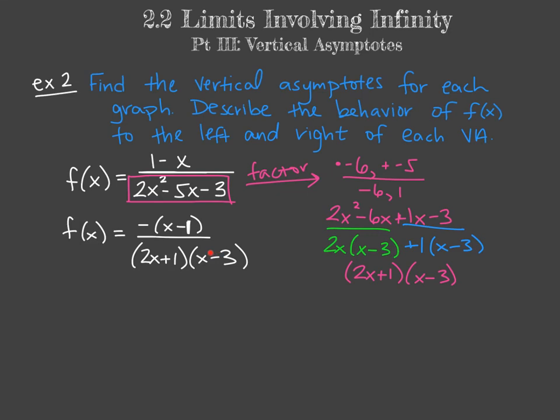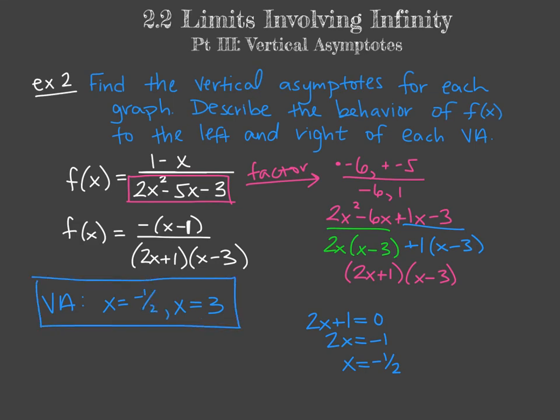So the values that make each one of these 0 down here: this one's easy to look at and see that x equals 3 would be a vertical asymptote, since 3 makes this factor 0. You can also see that negative 1/2 would make this factor 0. And if you need to do that off to the side, just set it equal to 0 and then solve, and you'll get negative 1/2. So our vertical asymptotes are going to be the vertical lines x equals negative 1/2 and x equals 3, and we did that algebraically. Let's take a look at the graph on Desmos to just make sure.